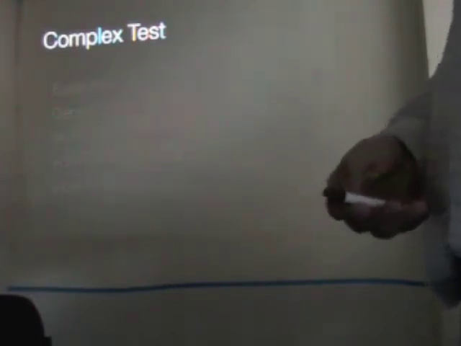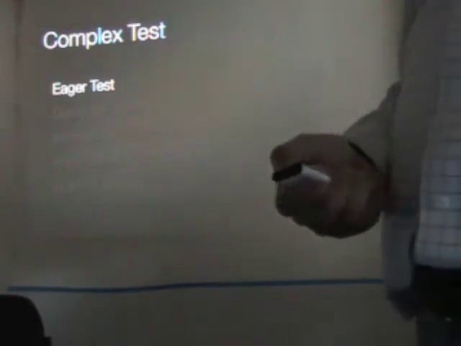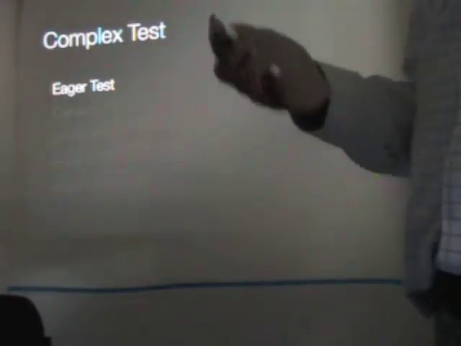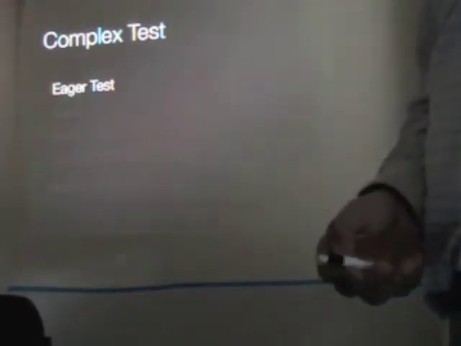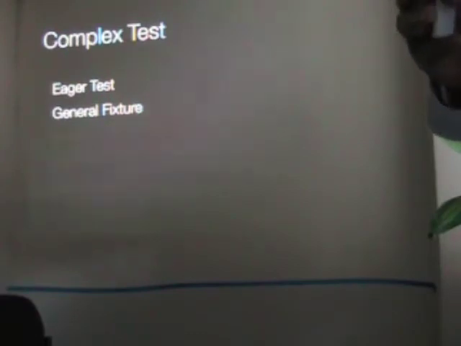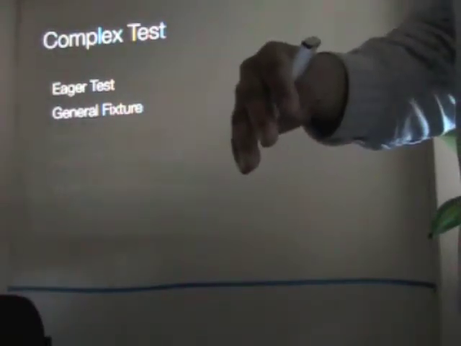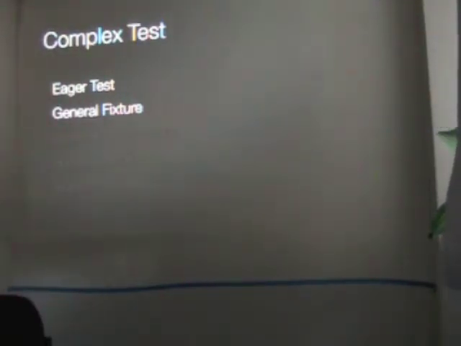Okay, the complex tests can happen because of the eager tests. Like I said, it can be verifying like 5-10 different things, which are irrelevant, different concerns, all these things. You're using a general fixture, which means you want to reuse the setup code. So you have a general fixture, you have a before each block, but you create a lot of objects there, a huge graph of objects, but not all the tests require them.